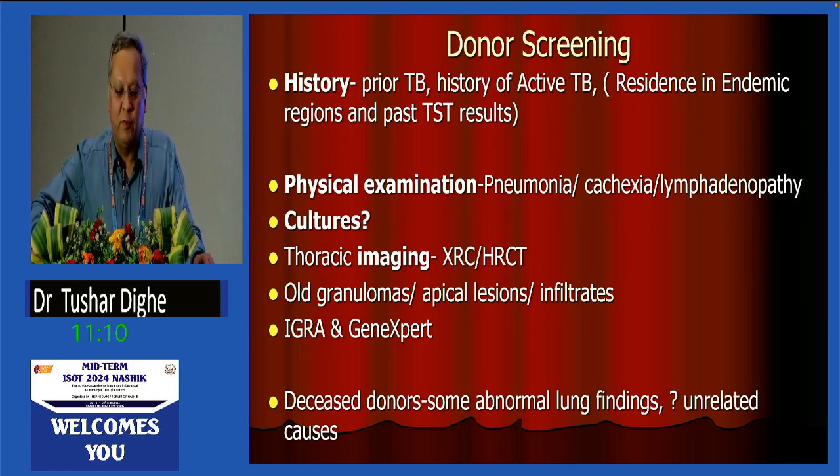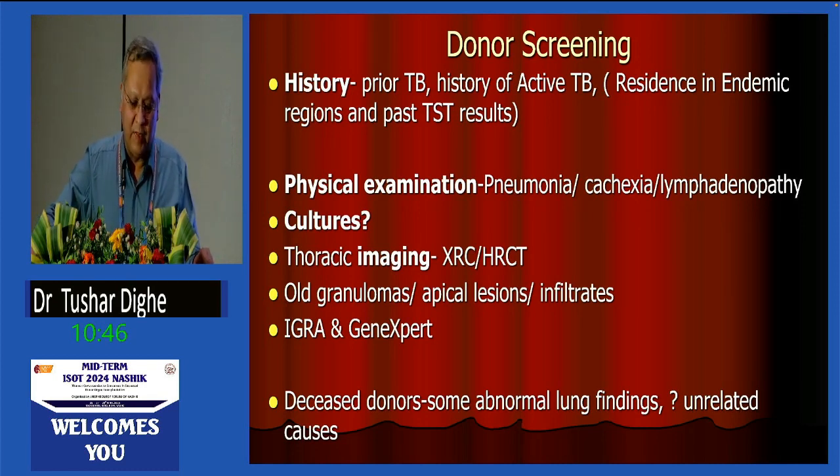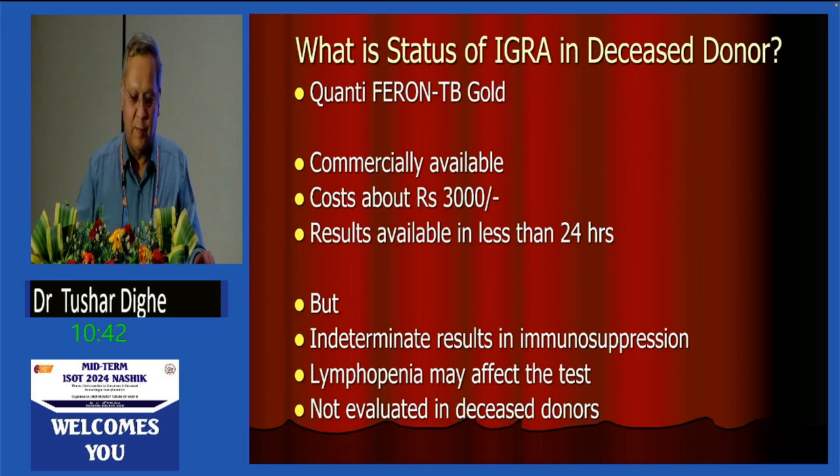In deceased donors, we will first look for the history: prior TB history, history of active tuberculosis, and physical examination. We'll try for cultures, though we may not get them. We'll do thoracic imaging, HRCT and chest X-ray. We'll look for old apical granulomas, lesions, infiltrates. We'll try for IGRA and GeneXpert. But all donors might have some abnormal lung findings which are not related to tuberculosis.